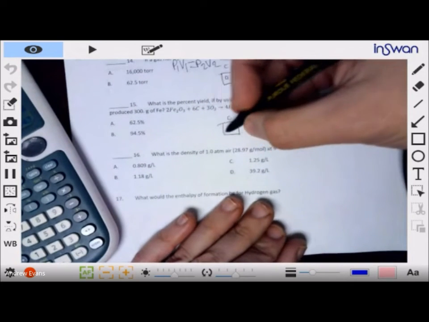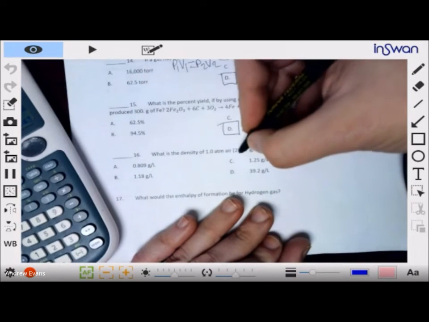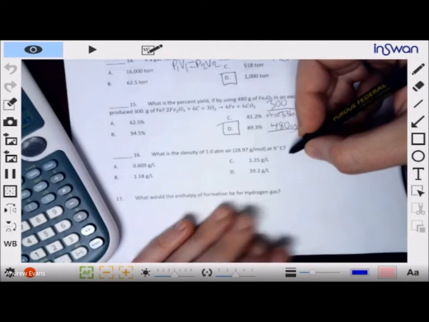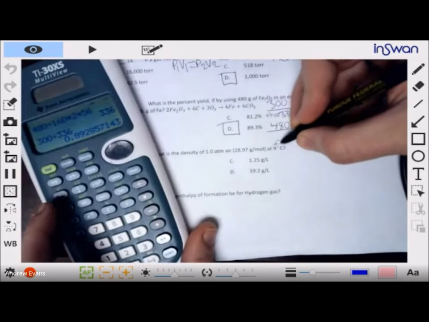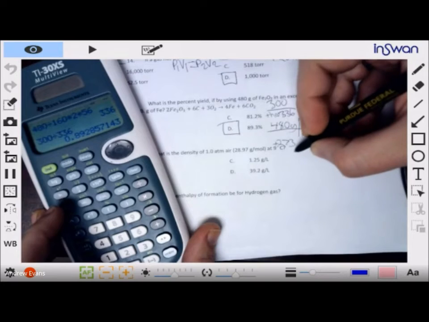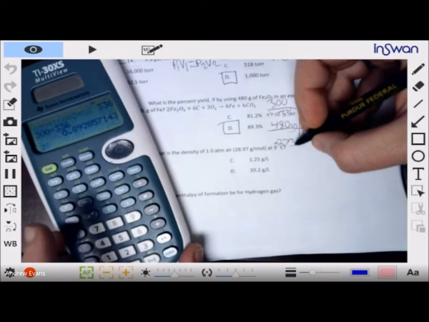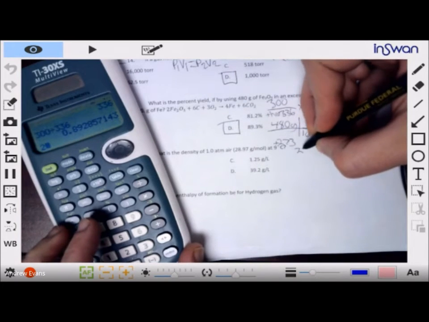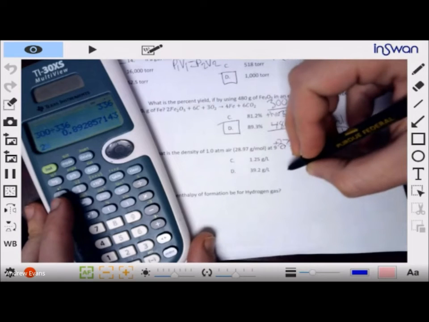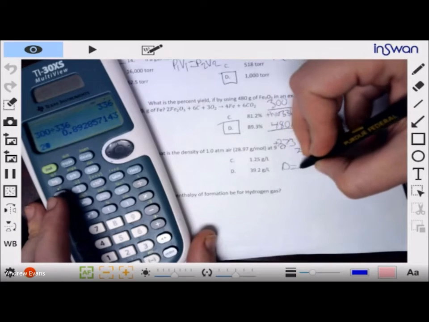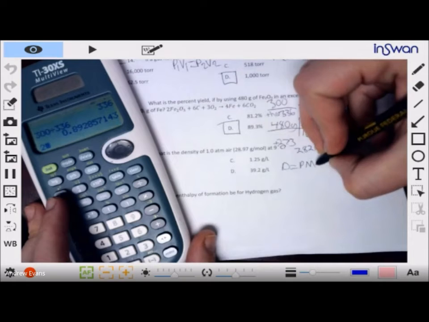Last one here. What is the density of 1 atmosphere of air? Molar mass 28.97 at 9 degrees C. Step 1, add 273 to get this into Kelvin. So that makes that 282 Kelvin. Density is equal to P times molar mass over RT.